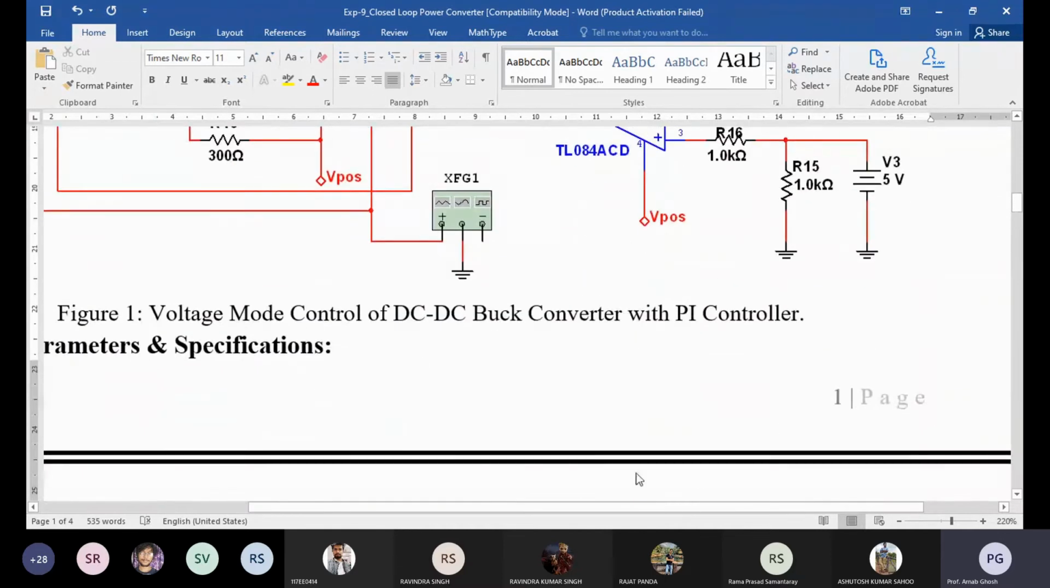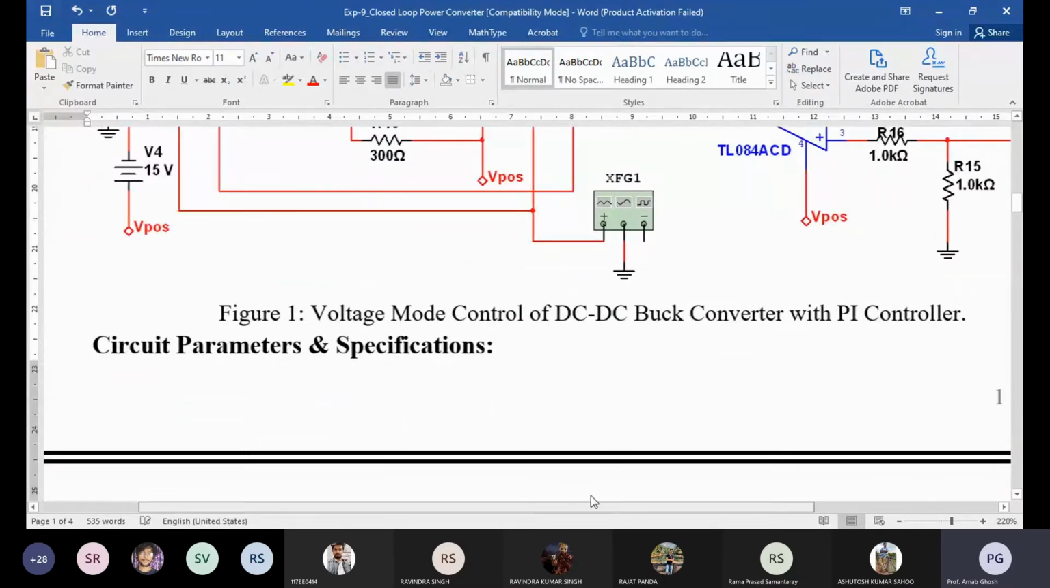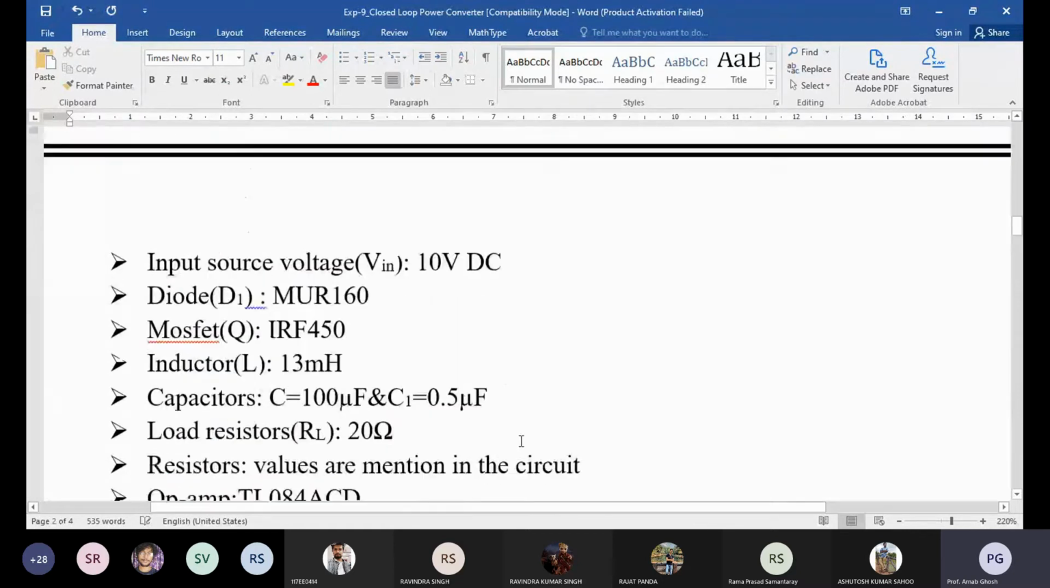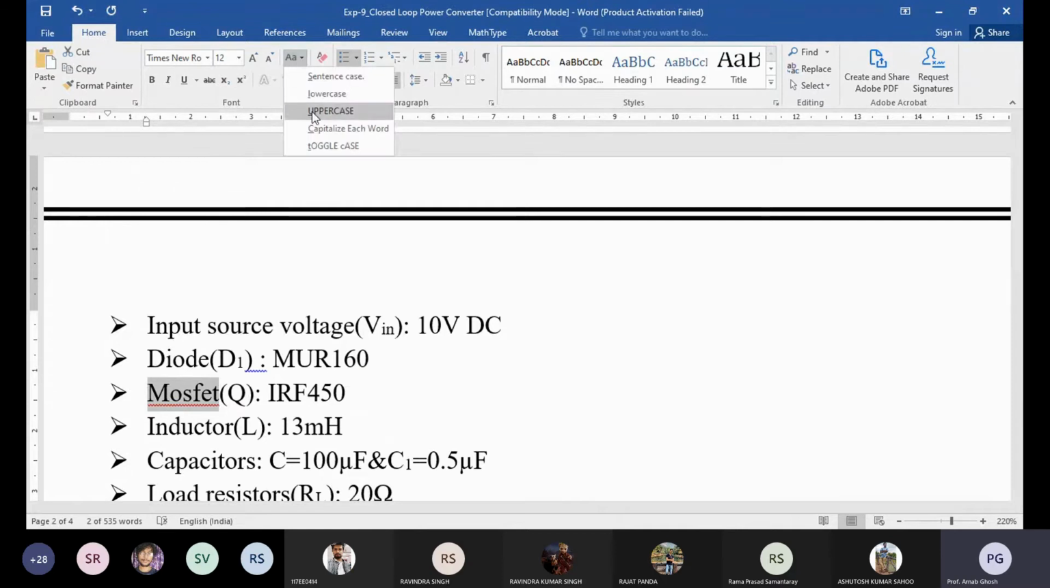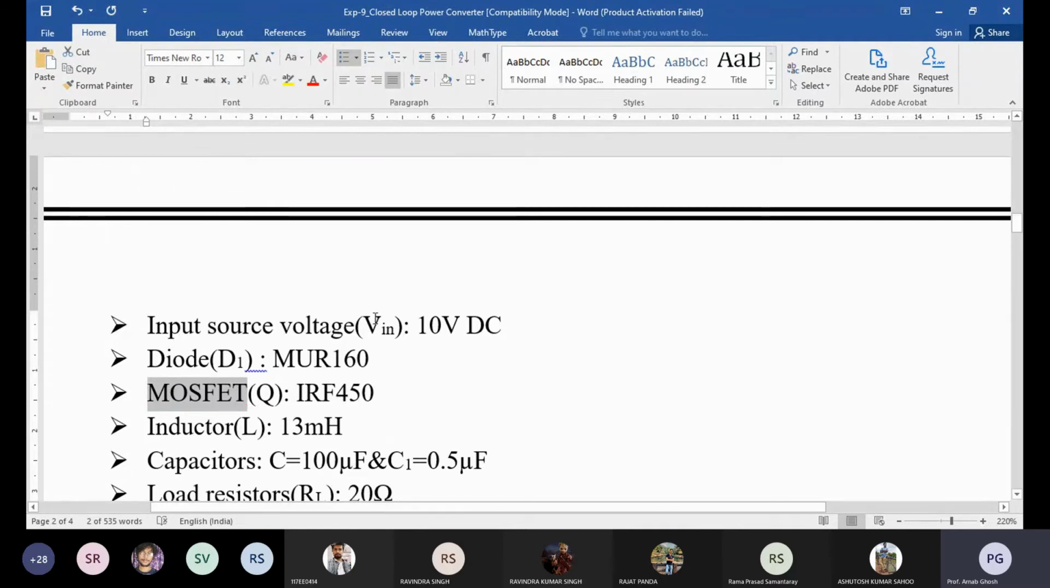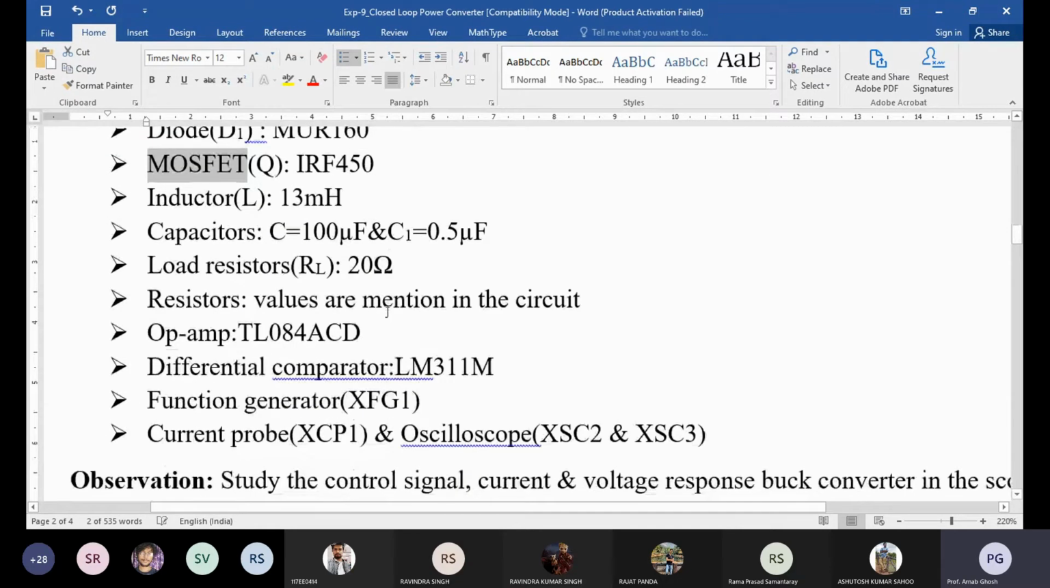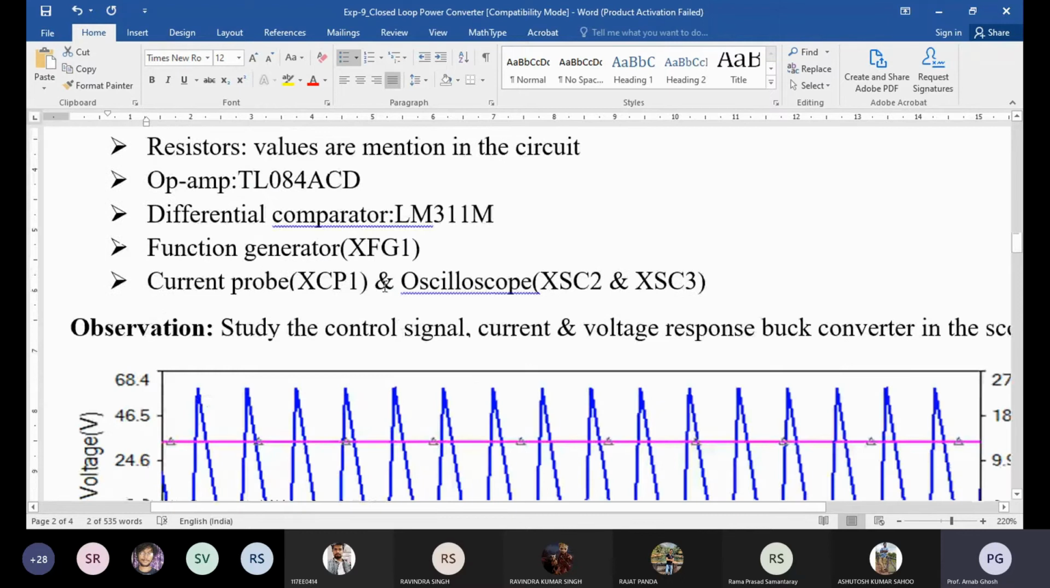So it's a voltage mode controller, DC-DC buck converter with PI controller. Here you know that we are using some MOSFET, everything we have discussed here. The values are mentioned here as well. Okay, so you can understand the purpose of that study.